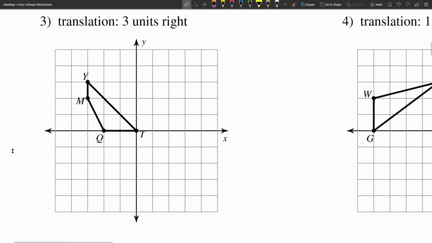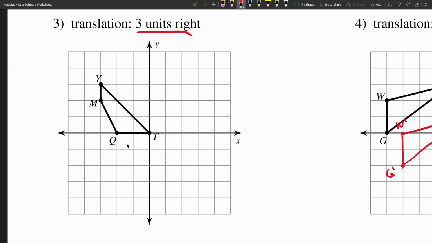For number three, our translation is 3 units right. So we're only moving in what direction? The x direction, and it's in the positive x direction. So we're increasing that x value for that vertex. Starting with y, moving 1, 2, 3 to the right, we're going to be at this point here, y prime. Next, moving on to m, moving it 3 to the right, we're going to be at this point here, m prime. Q, 3 to the right, will be here at q prime. And then lastly, t, 3 to the right, will be here at t prime.